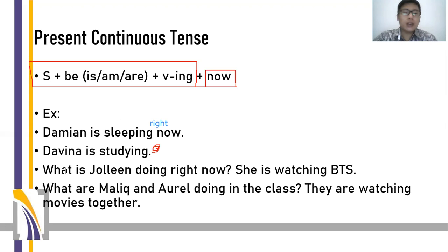Davina is studying, and there will be some questions. What is Jolene doing right now? She is watching BTS. What are Malik and Oral doing in the class? They are watching movies together. I'm sorry if this maybe offends you, but I usually use students' names, use your name to be the examples. I've done that before, right? Okay, that is the present continuous tense.